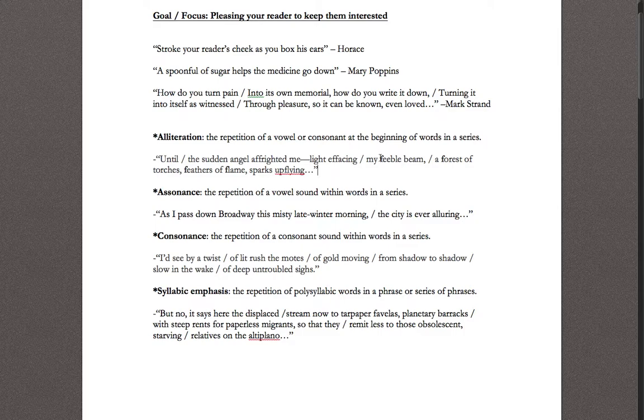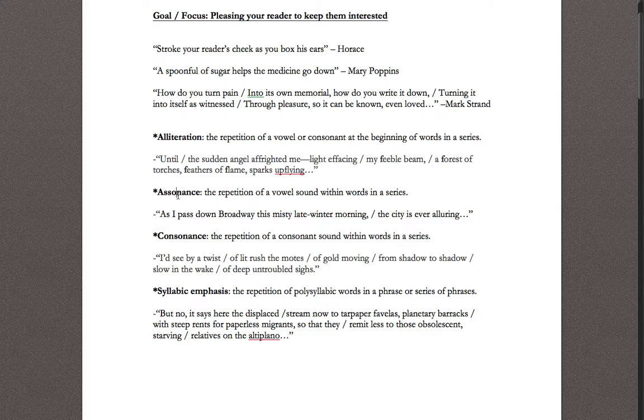But here we have a nice "feeble forest, feathers, flame." This is, of course, emphasized by the other F's that we have in "flying," "affrighted," and "effacing." But technically, it is the repetition of F at the beginning of the words that is the alliteration here.